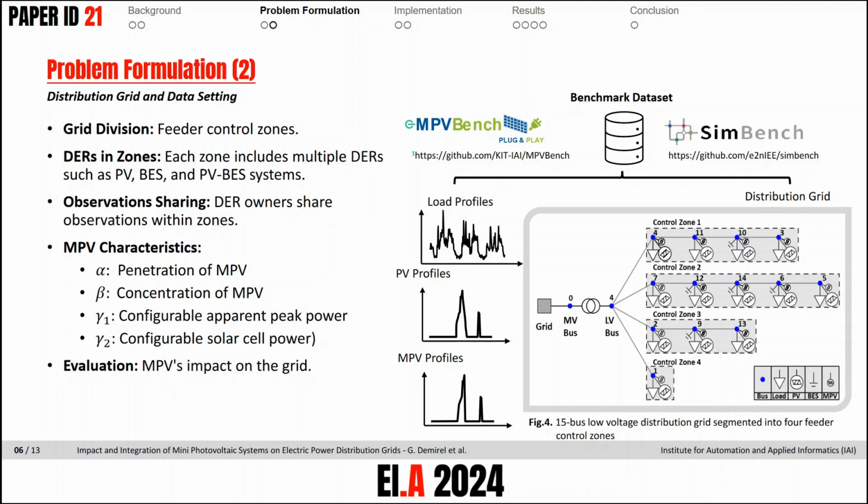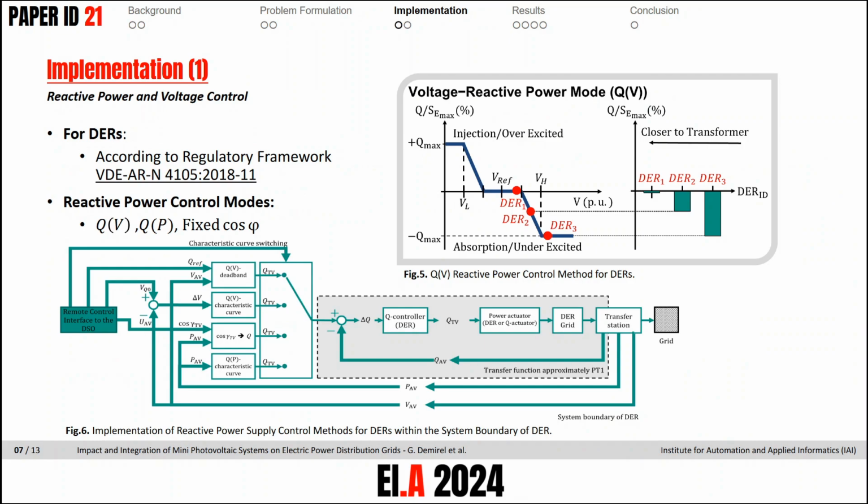We use SimBench and MPV bench profiles as the benchmark data set for the grid topology, load, and PV profiles. We add mini-PV systems with different characteristics such as penetration, concentration, and configurable power of the mini-PV inverter. We evaluate the impact of MPVs on grid dynamics. In the first implementation slide, we focus on implementing reactive power and voltage control for distributed energy resources.